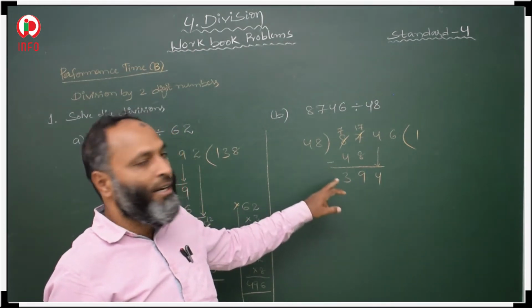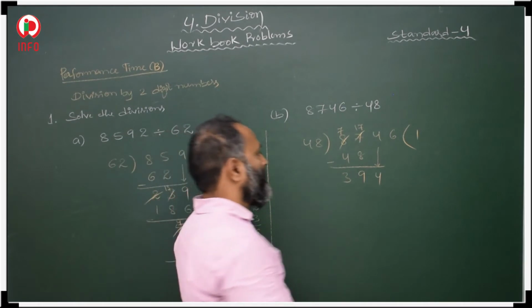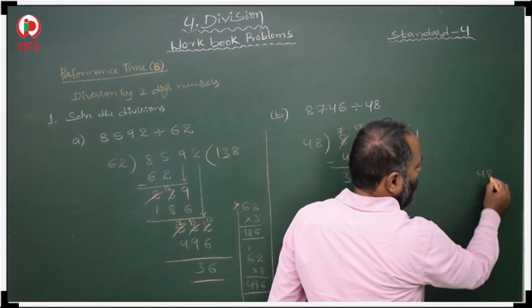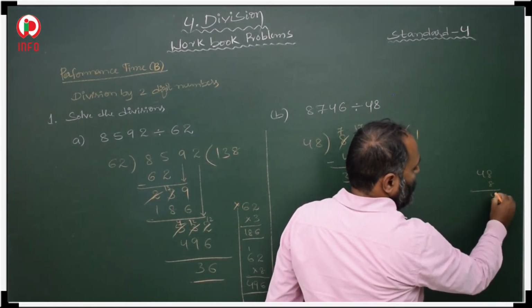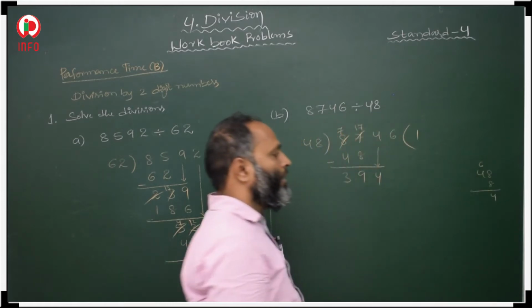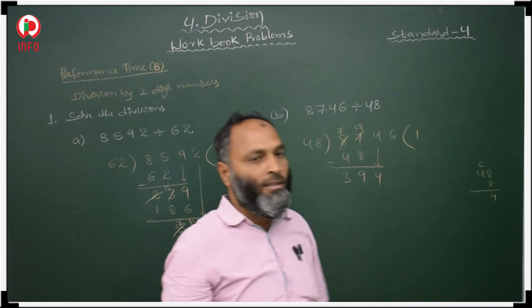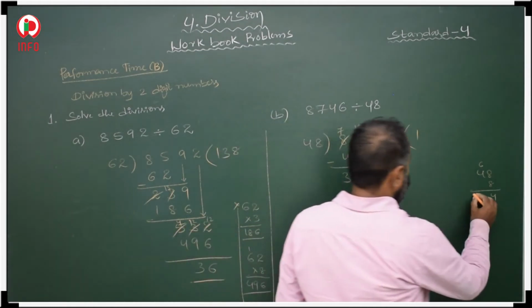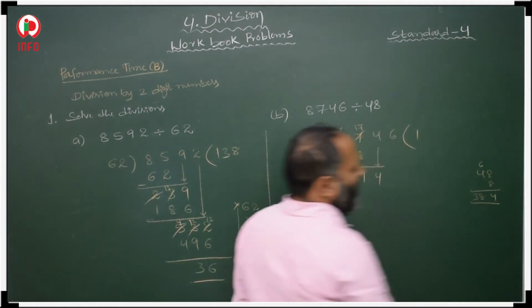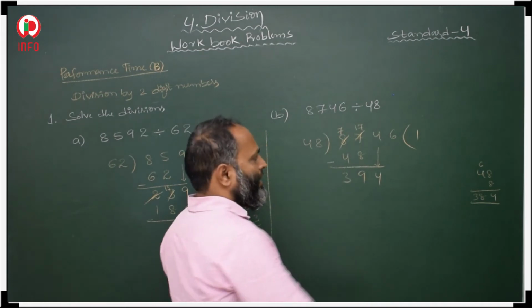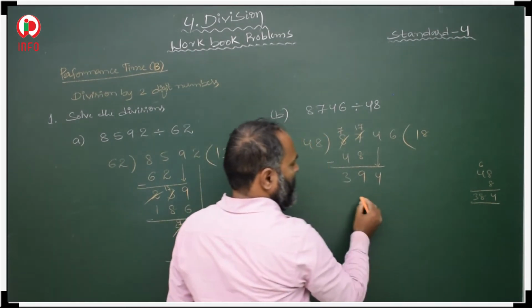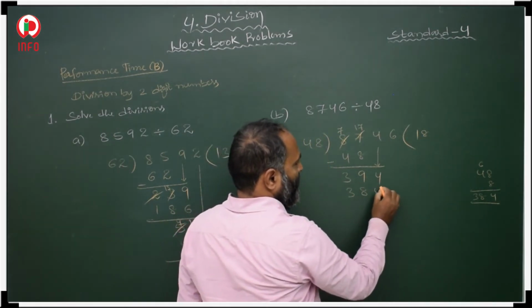Don't check 48 9s. 48 8s you have to check. 48 8s are. 8 8s are 64. 6. 8 4s are 32 plus 6 is 38. 384. 48 8s are 384.